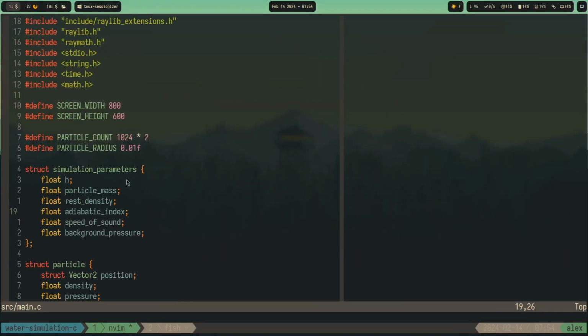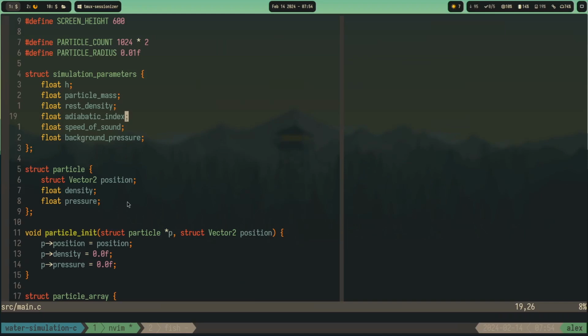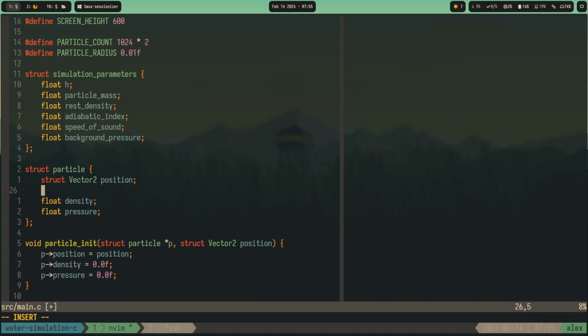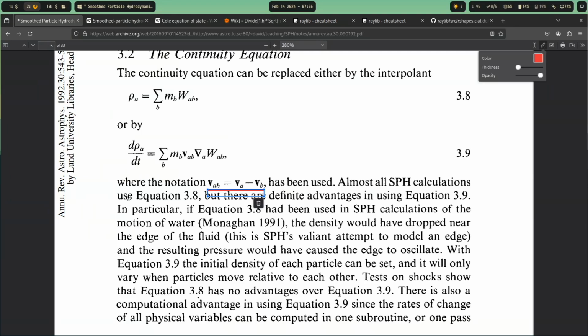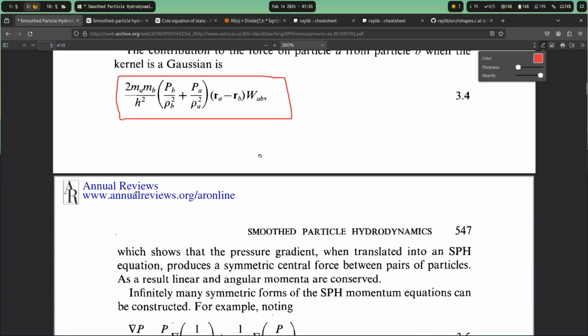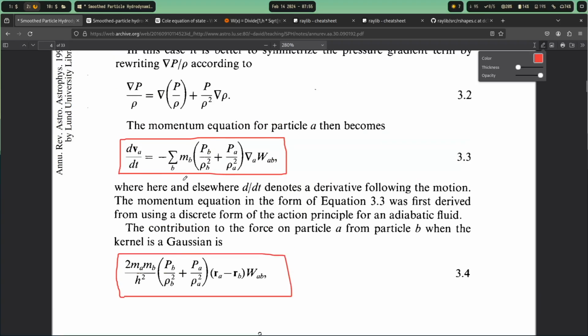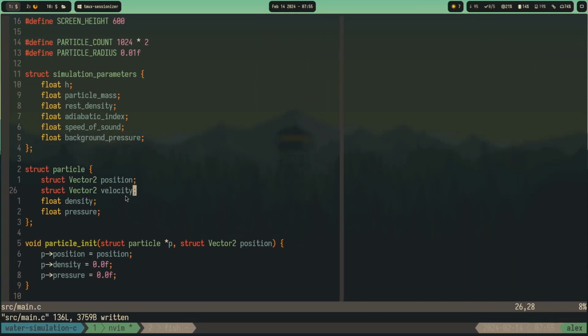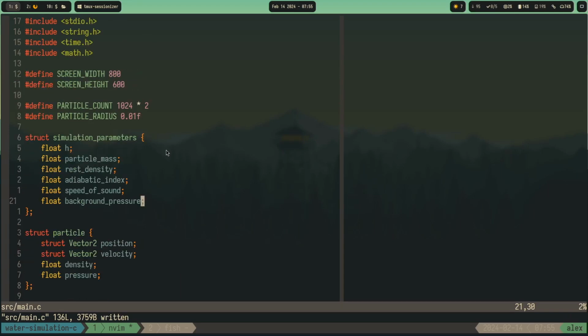So let's go ahead and probably just add here structure velocity. I don't think we need anything else because the acceleration is computed each time. So yeah, let's see.